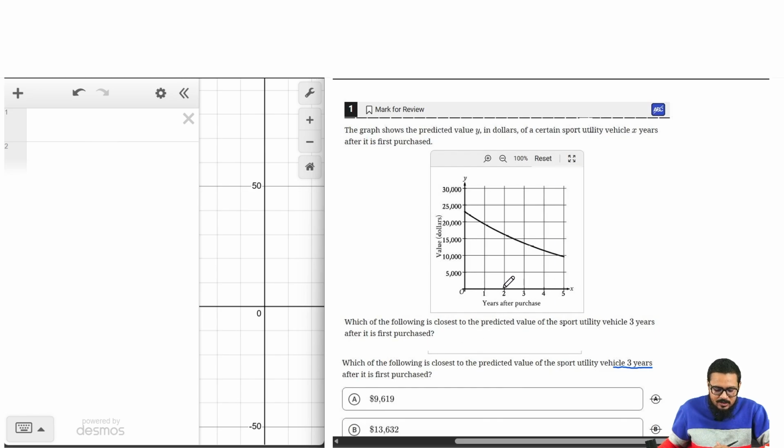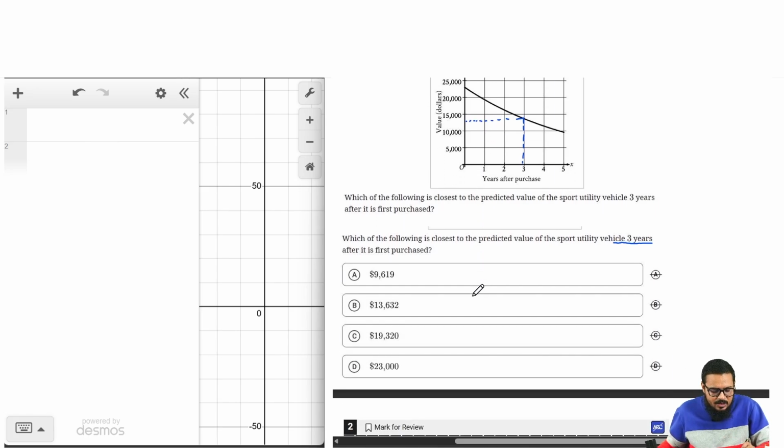So x represents the years after purchase. So my value of x is given to me as 3, and this is my x value, and I can see the corresponding value of y is somewhere between 10,000 to 15,000, very close to 13,000 I guess, but it's actually somewhere between 10,000 to 15,000, and the only answer option that is in this range is answer option B. So we are going to choose answer option B for this one.